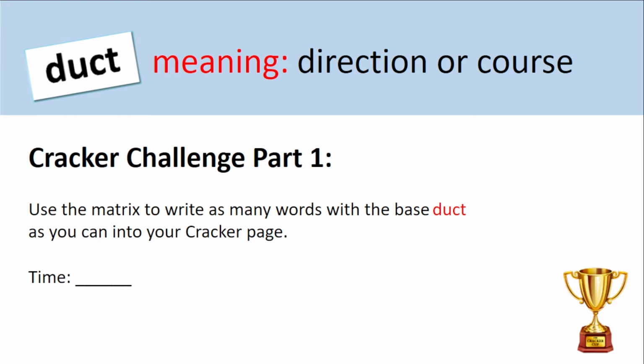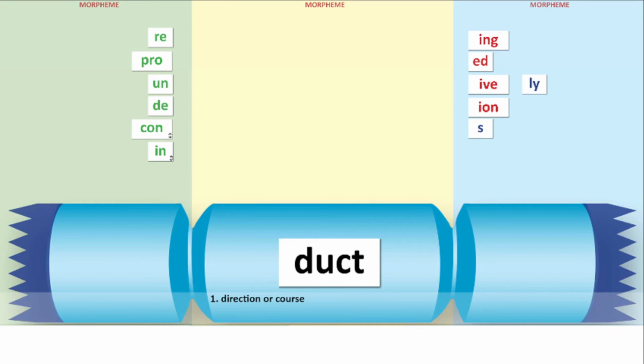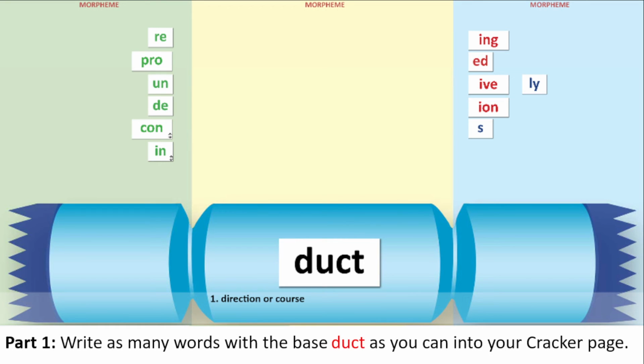And students, it is your task to write on your Cracker Cup recording sheet as many duct words as you can, and make sure that your prefixes, your base duct, and your suffixes all go in the correct part of the cracker. Okay, so teacher, when you are ready, you can start the timer, and students, off you go, writing as many duct-based words as you can.